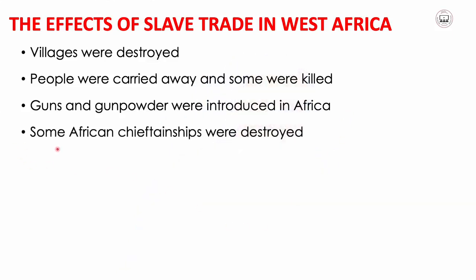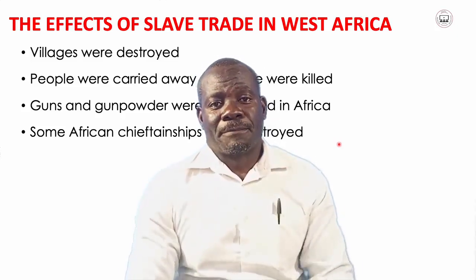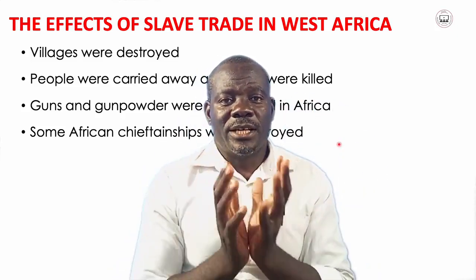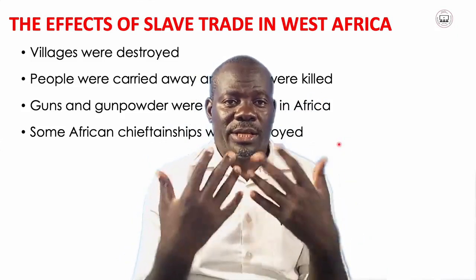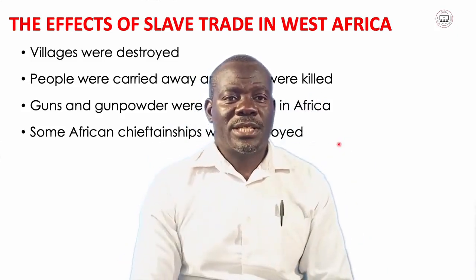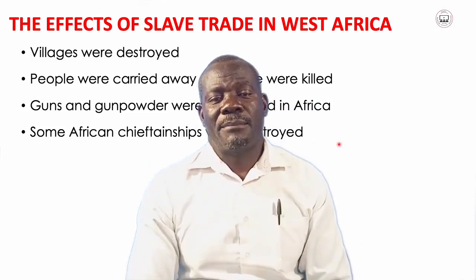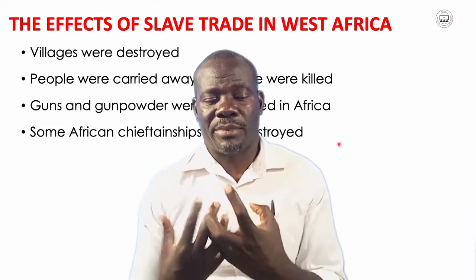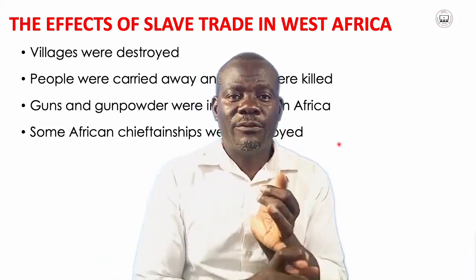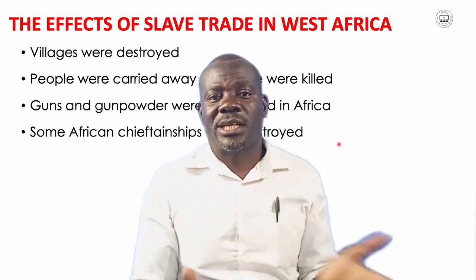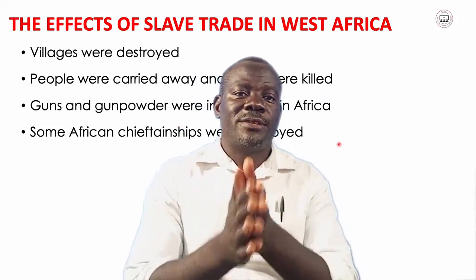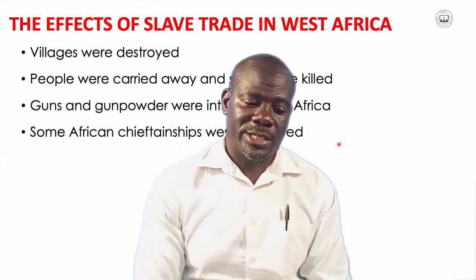And also some African chieftainships were destroyed. So what we are saying is African leaders lost their authority. For example, when we talk again about the villages that lost the battle, it means that the chief and all its people were taken away, which means the chiefs lost their authorities.